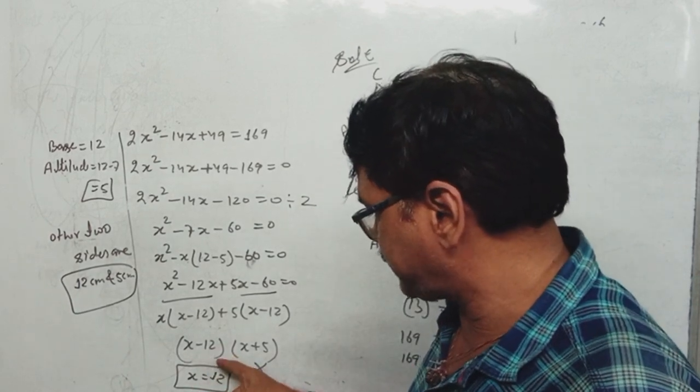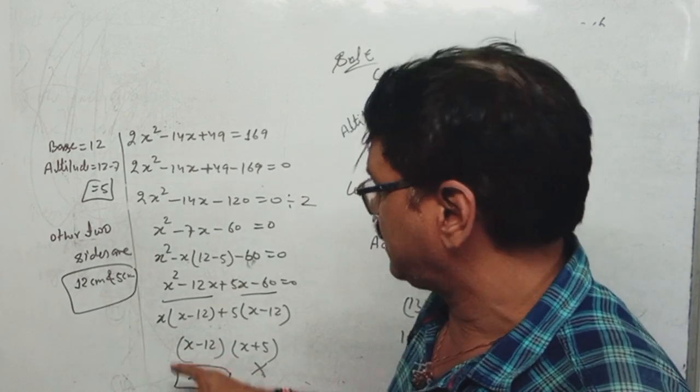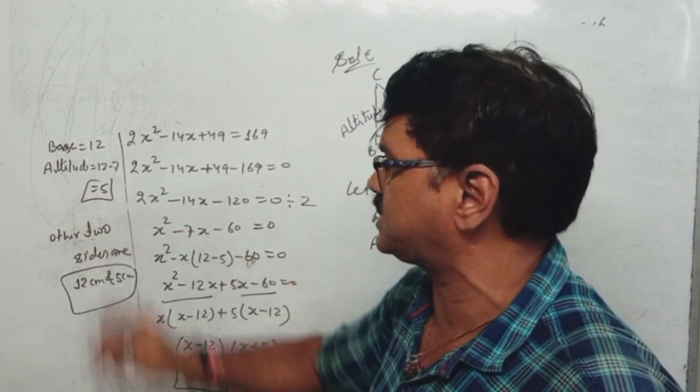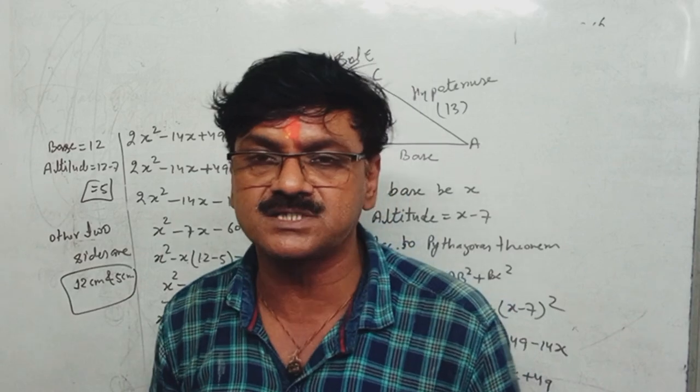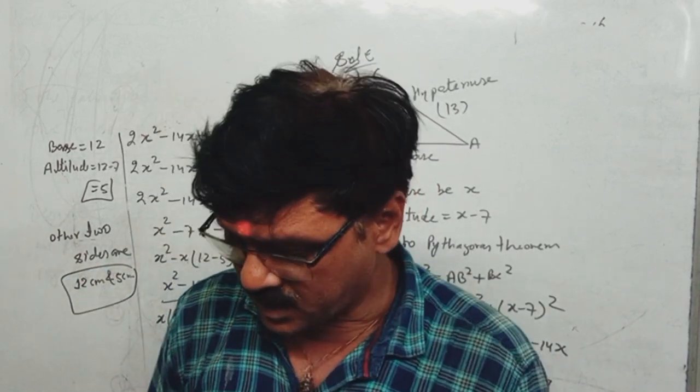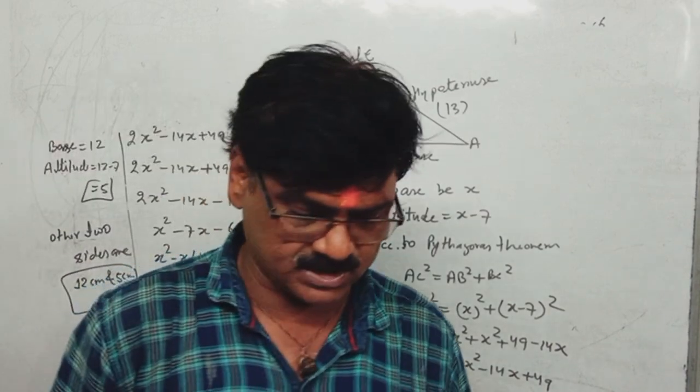Now here is x minus 12, x is equal to 12. Here this is the base, and the altitude is 12 minus 7 is equal to 5 centimeter. So three sides are 13 centimeter, 12 centimeter and 5 centimeter. So the last question I am taking you, question number 6.